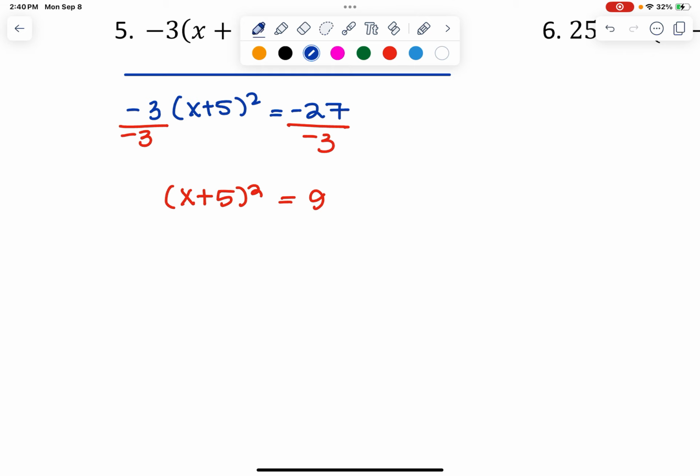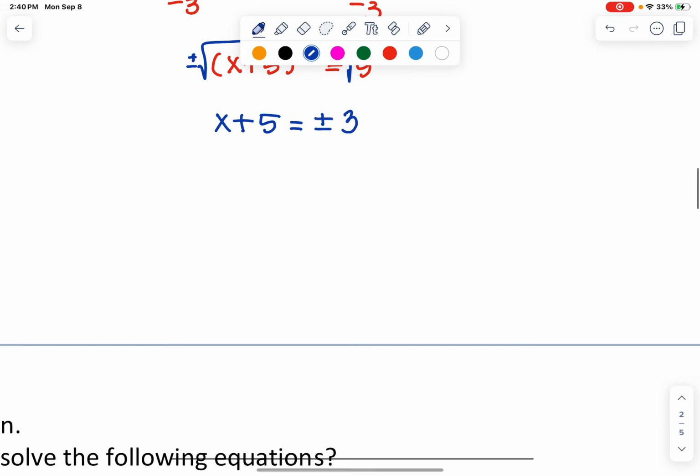Now I can square root to solve. So square root, don't forget your plus or minus when solving. I have x plus 5 is equal to plus or minus. This time we do know the square root of this number. We know the square root of 9. Unlike two problems ago, that was root 18. This is a perfect square, so we just have 3.